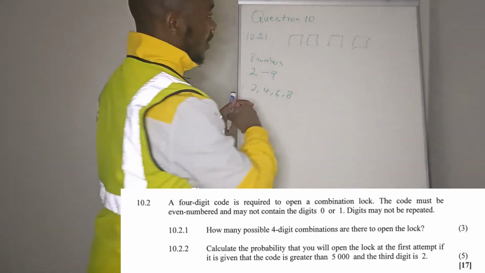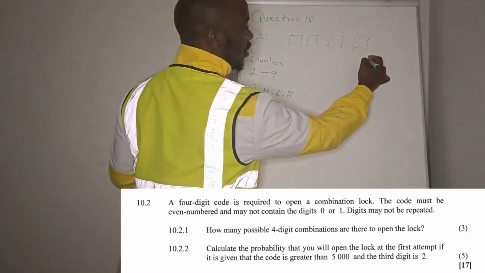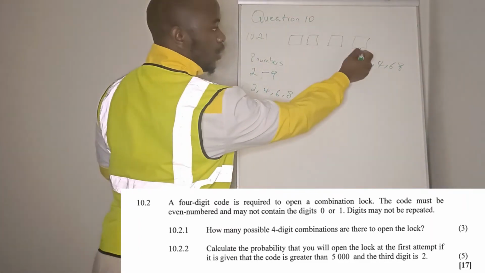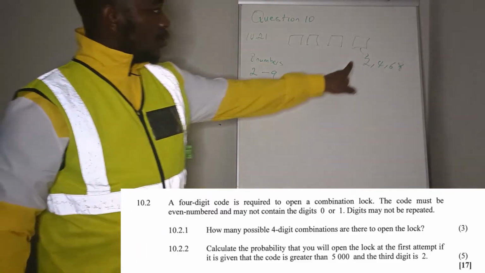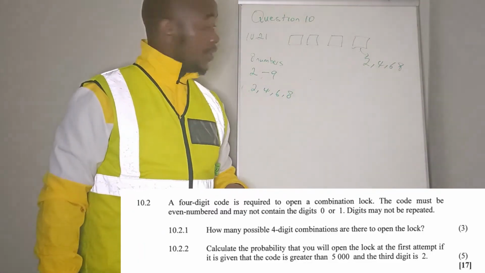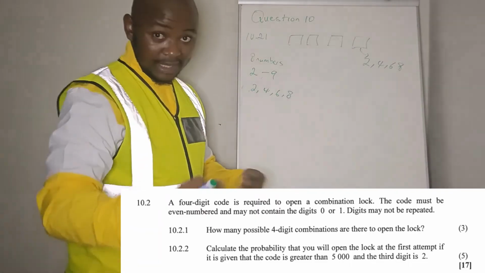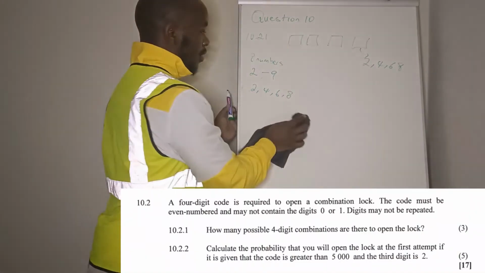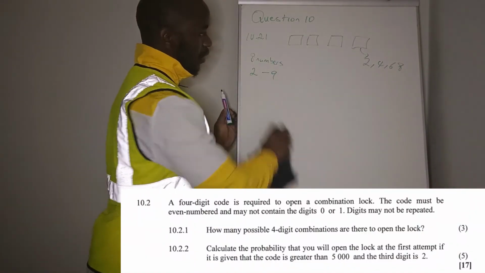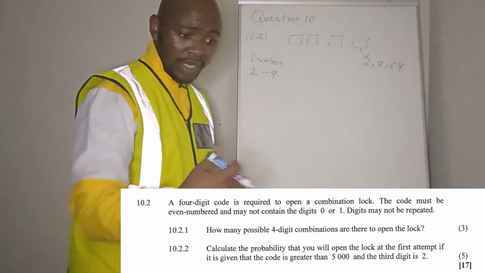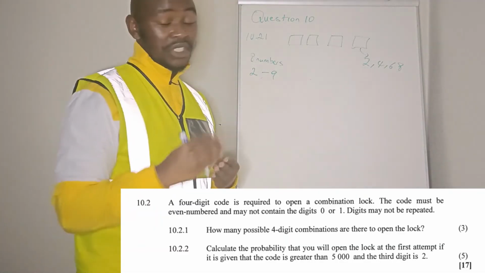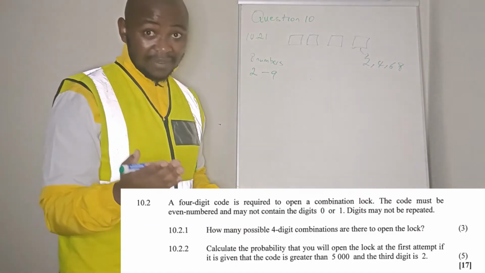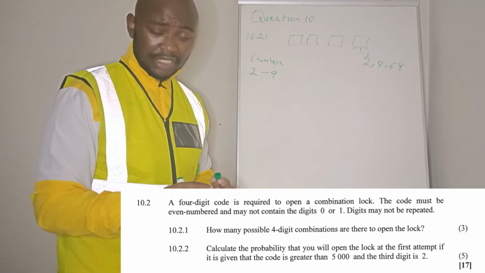Alright, so we know that here we can only put in 2, 4, 6, or 8 for this one because we want to make this an even number. So when we start to restrict, we're going to start to say, okay, I'm going to just remove everything now. So when we answer the question, they are saying how many possible 4-digit numbers can be formed in this code. And it must be even numbered as well as the digits must not repeat.